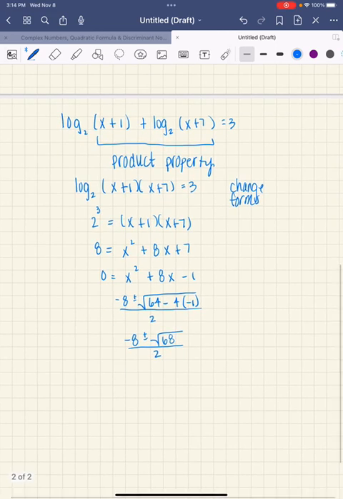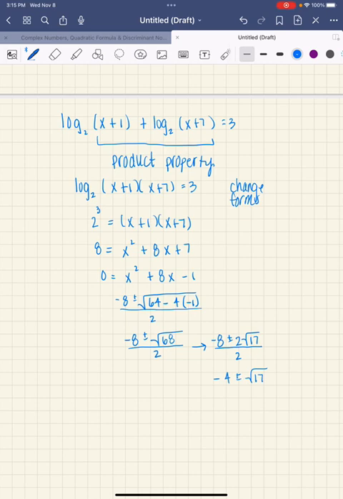Hopefully I haven't made any mistakes along the way. Make sure you simplify and reduce. There's no exception to the simplifying and reducing rule. 68, I believe, is 4 times 17. I hope that's right. You guys aren't here to correct my mistakes. Yeah, okay, and then reduce. So the answer to this is going to be -4 plus or minus the square root of 17.